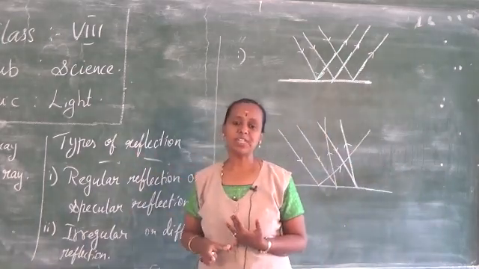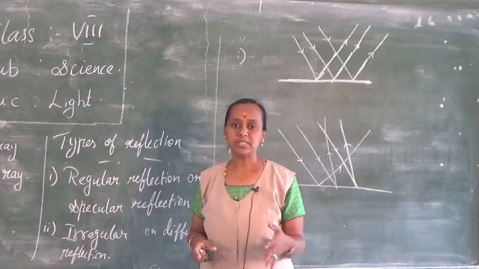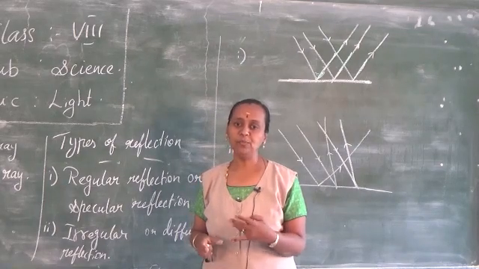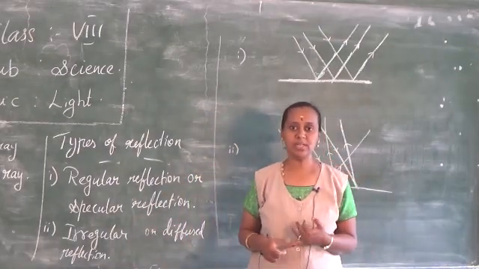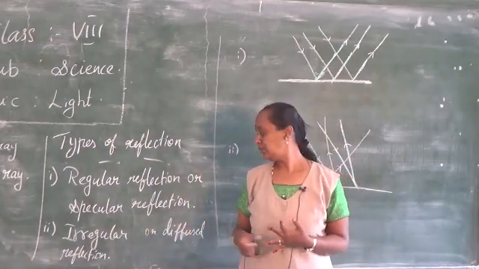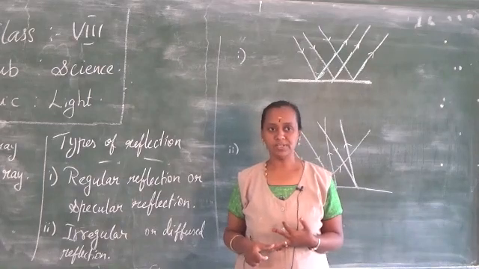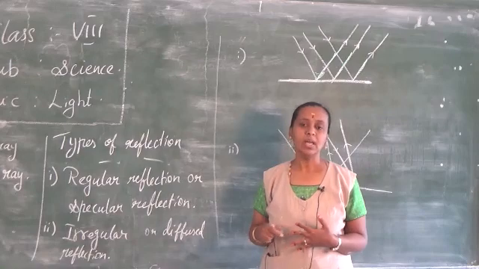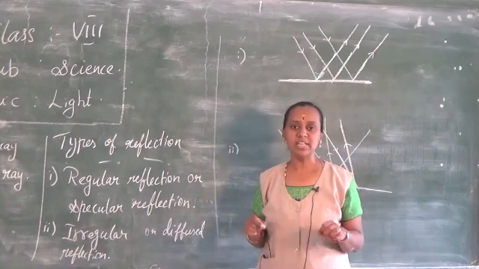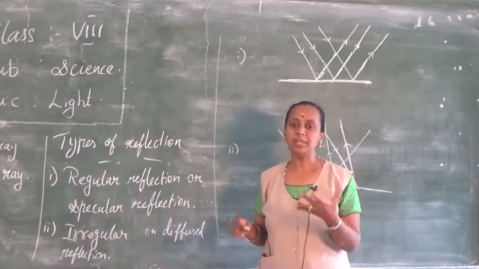So the types of reflection are based on the surface. There are two types of reflection. One is regular reflection, or specular reflection. The other one is irregular reflection, or diffuse reflection. Regular reflection happens only on smooth, polished or shiny surfaces, so that you can get a clear image.